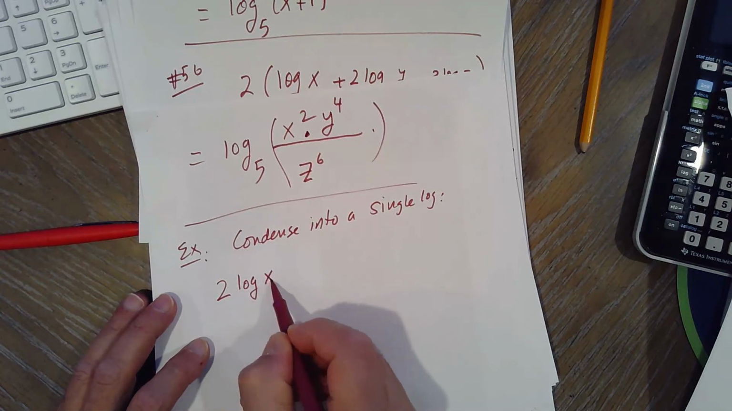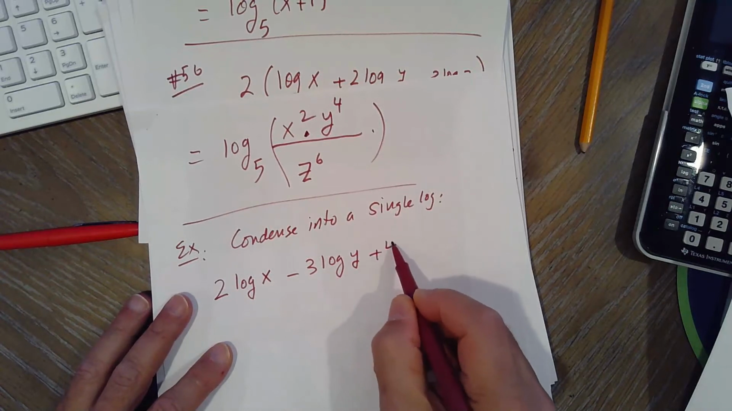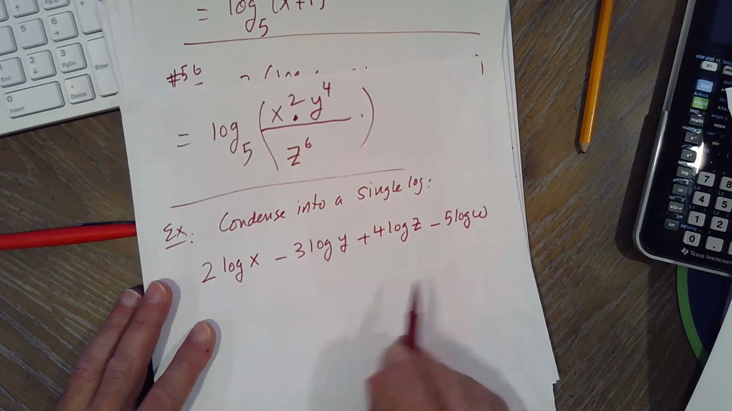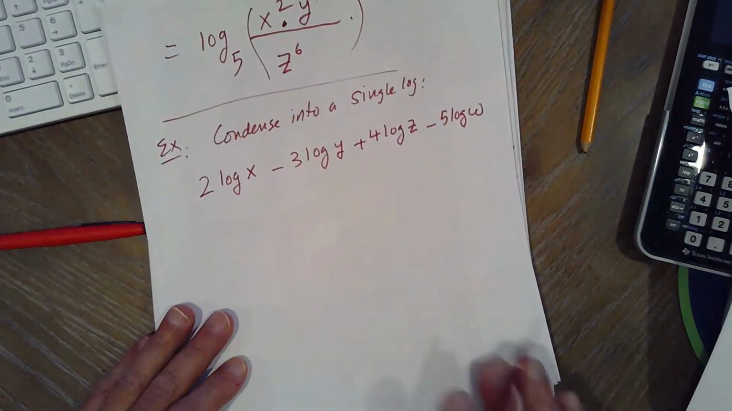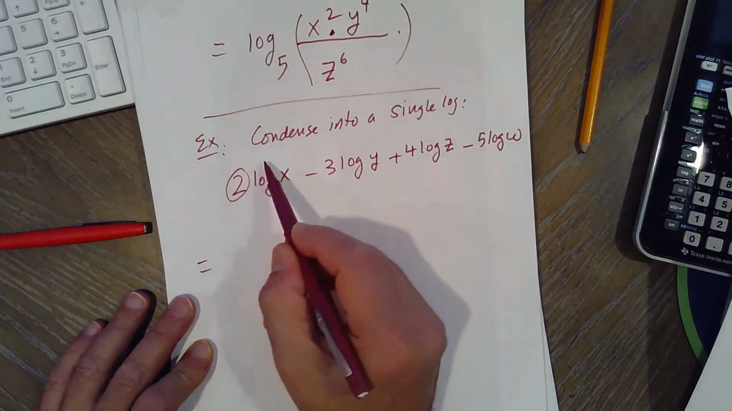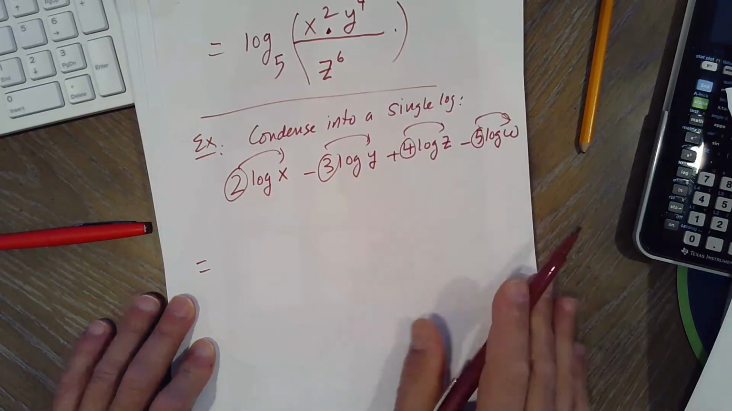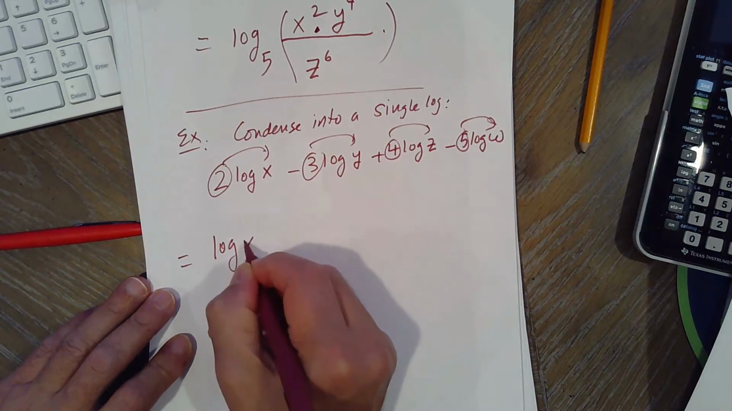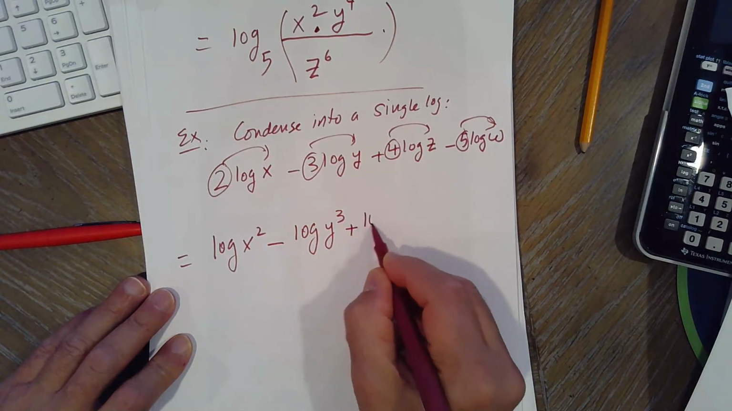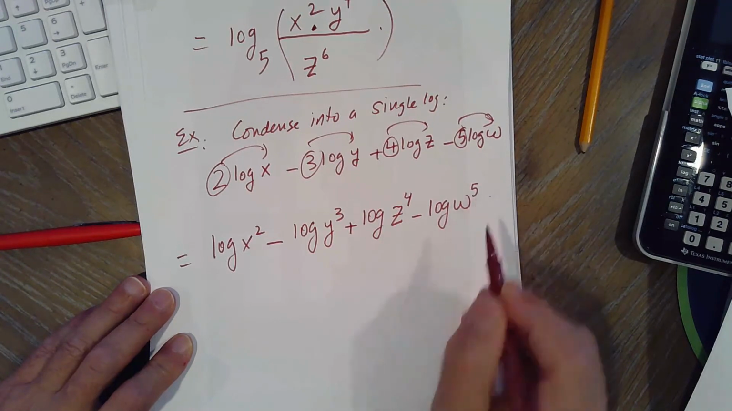2 log of x minus 3 log of y plus 4 log of z minus 5 log of w. So we start out by putting the numbers back as an exponent, leave the negative sign alone. So it would be log of x squared minus log of y cubed plus log of z to the 4 minus log of w to the 5.